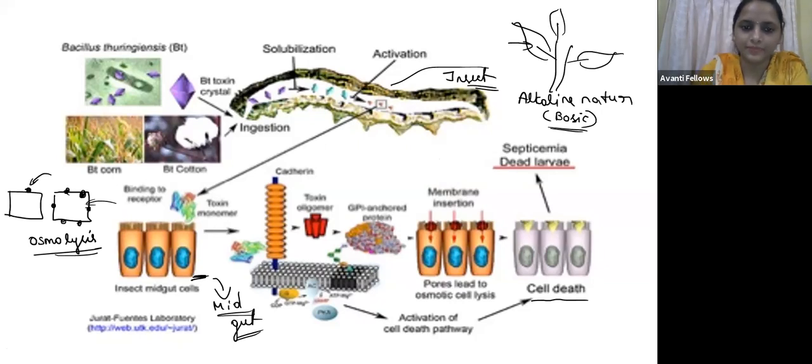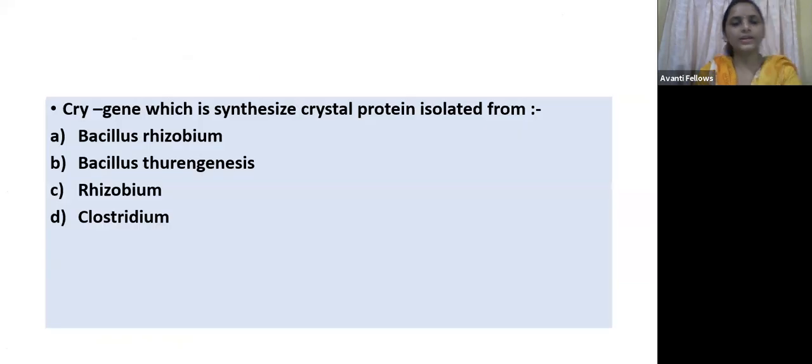So here is the question for you guys. The cry gene synthesizes a crystal protein. The protein synthesized from the cry gene is called a crystal protein. It is isolated from option A, Bacillus rhizobium. Option B, Bacillus thuringiensis. Option C, Rhizobium. Option D, Clostridium. Now answer me in the chat box, guys.